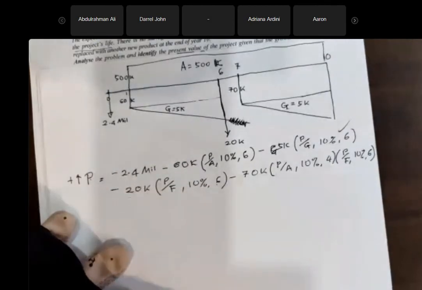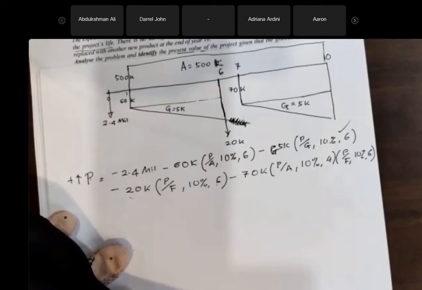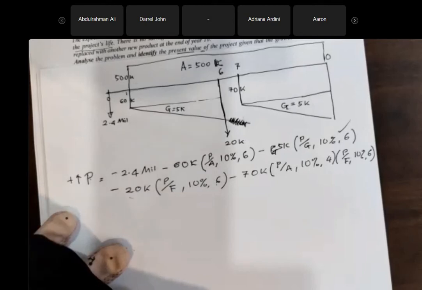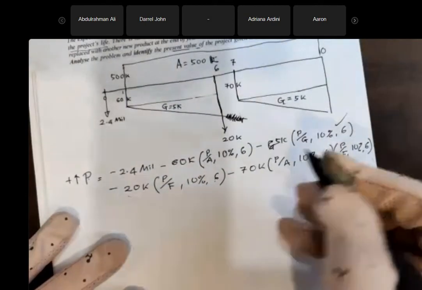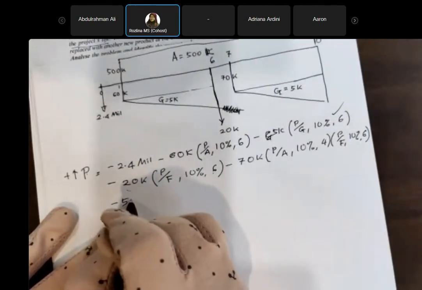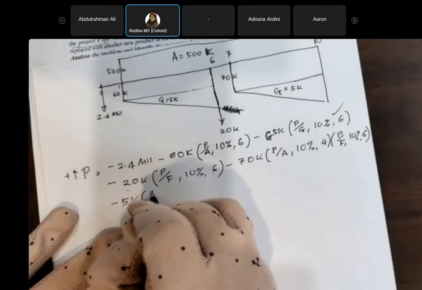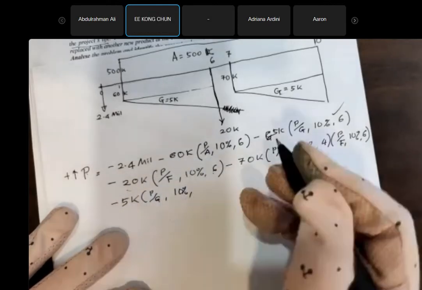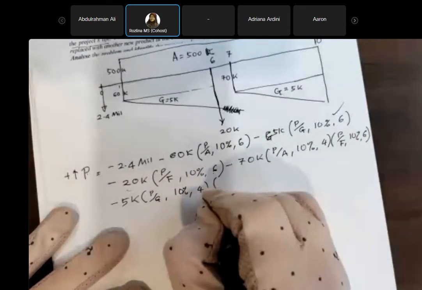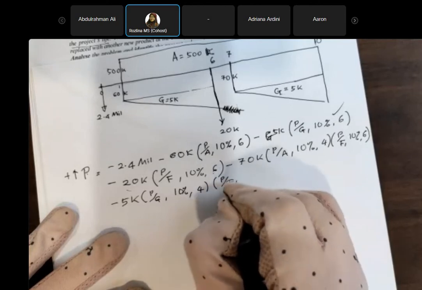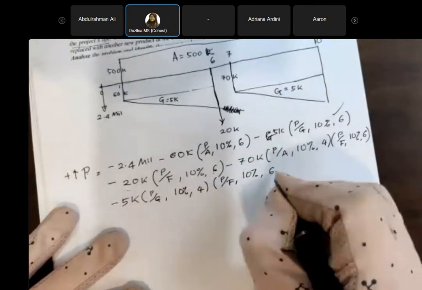Okay, next. Minus 5K. P over F, 10%. 4 years, then P over F, 10%, right? 6 years. Okay, same. 6.